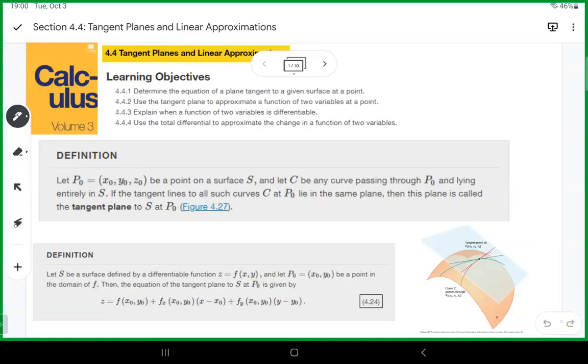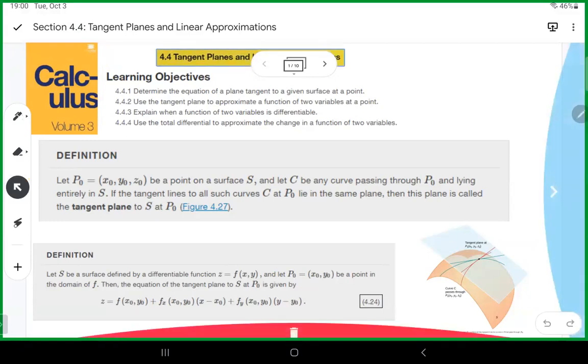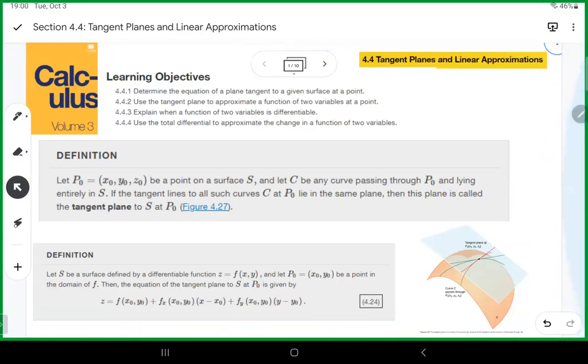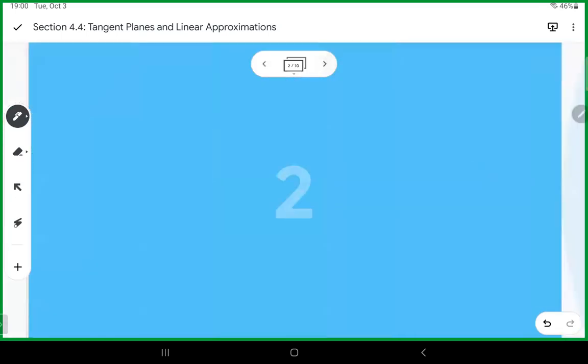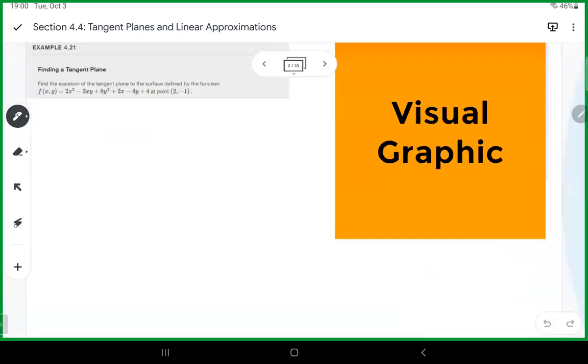So this is 4.4, which is tangent planes and linear approximations. You can see your learning objectives. You have a definition here. I gave you a really nice fancy graphic from the textbook. There's actually 2 definitions. Okay. All right. So finding a tangent plane. Find the equation of the tangent plane to the surface defined by the following function.